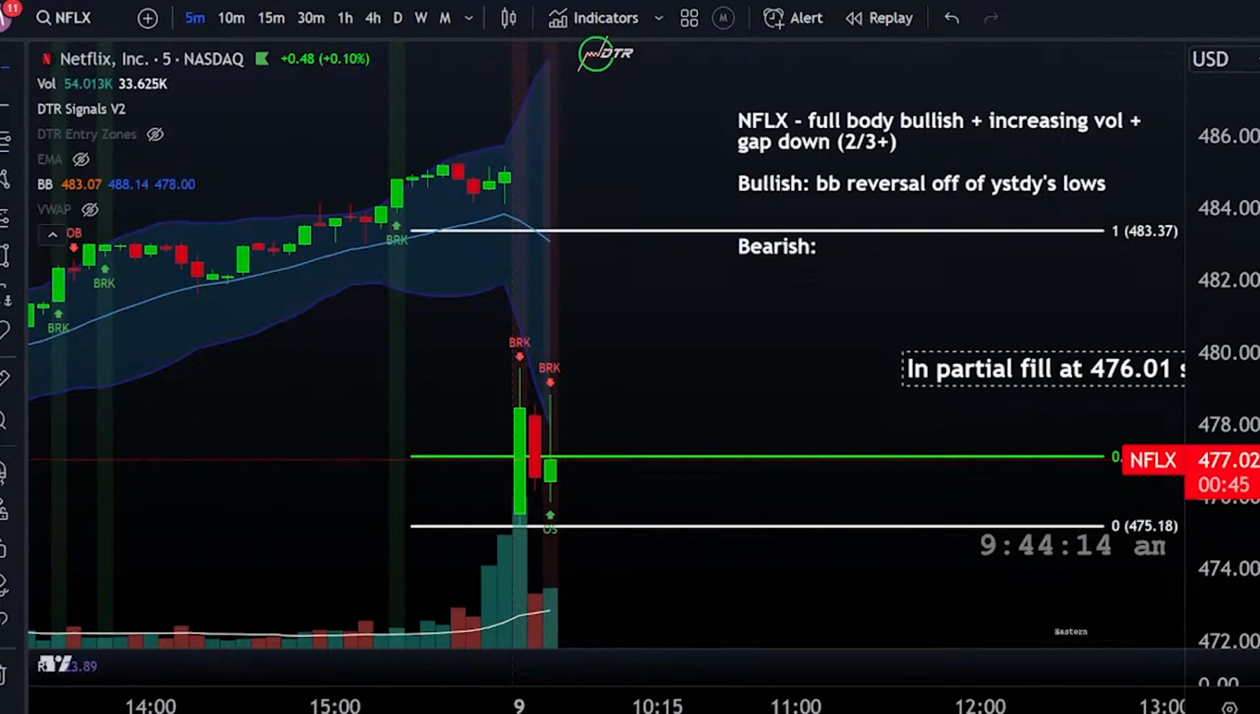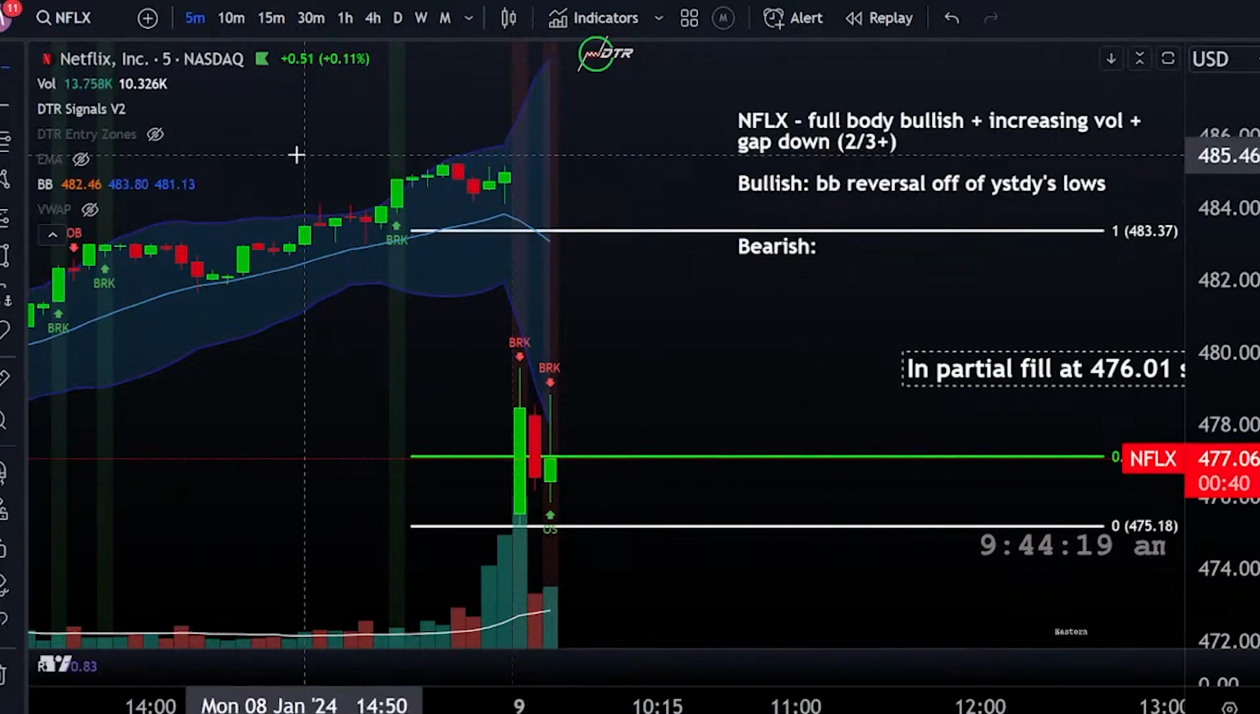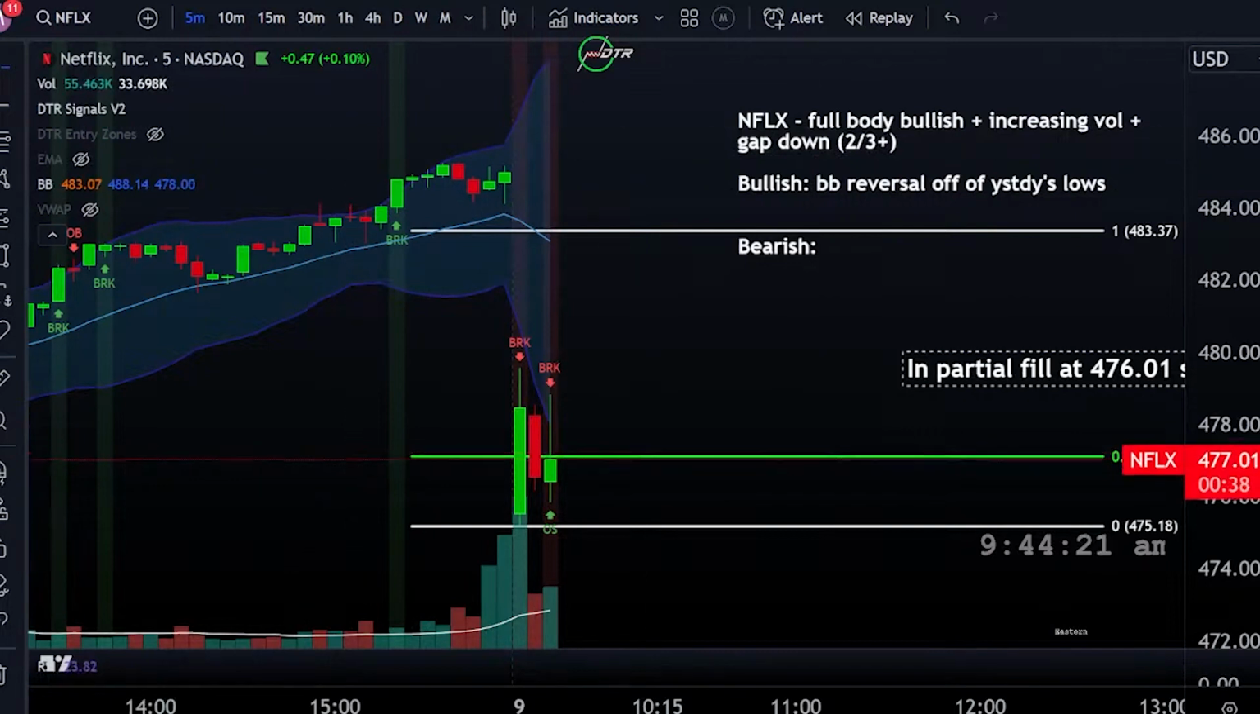Nice, Jamie. Hopefully you scaled out here as well, taking your first profit target off there at that 478. But I would say I don't like how this has been moving.